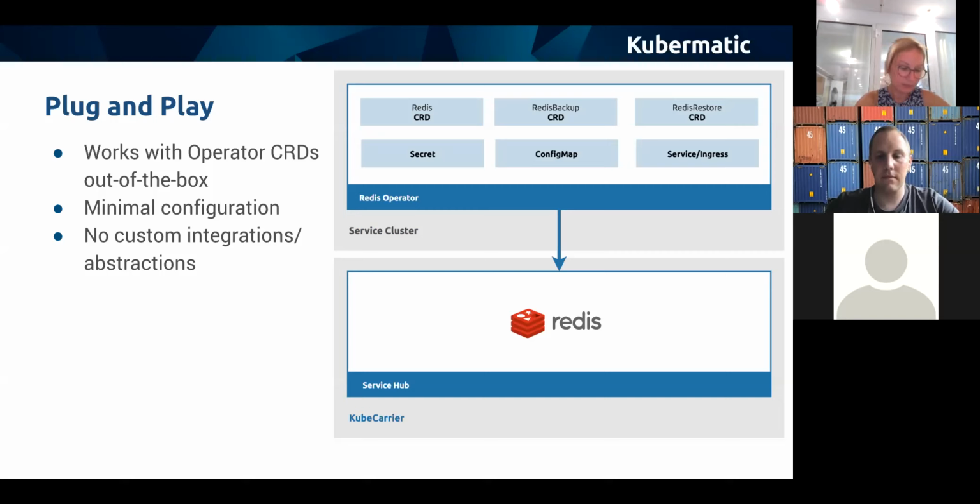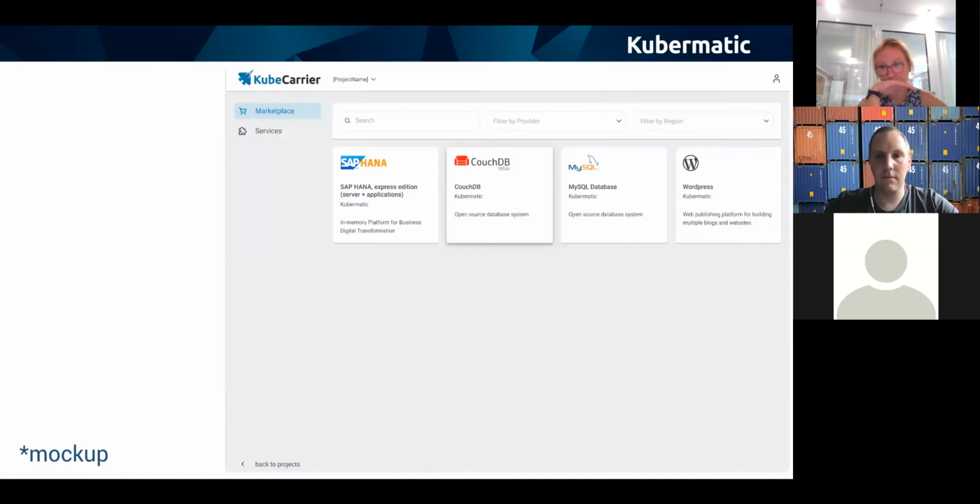Okay, now to make this a little bit more concrete, we have a few UI mockups that show this marketplace in a little bit more practical form. So the interesting part is we have this central service catalog where you can discover stuff, obviously filtered by provider and regions. And that's without you having to build your own solution to actually drive this. All of this is then included in KubeCarrier.